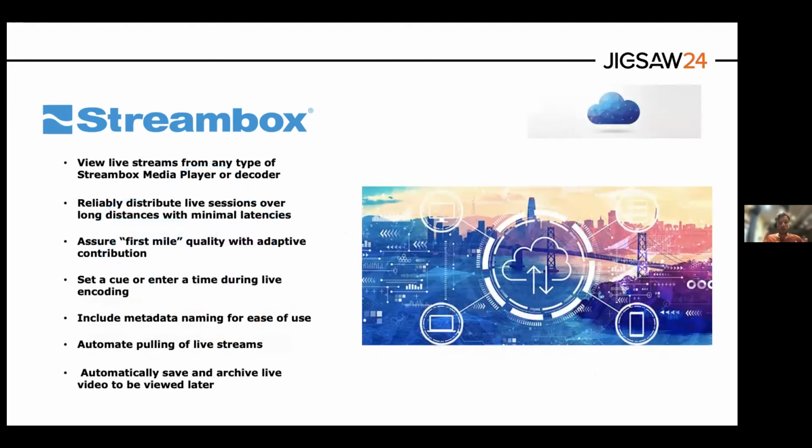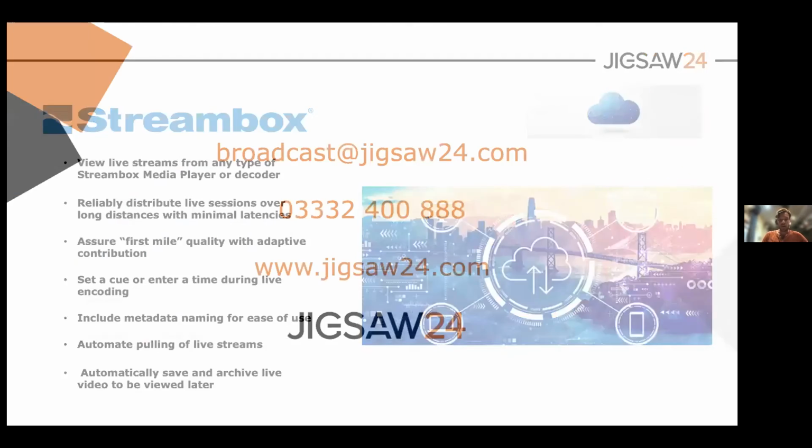A little bit about what the cloud is. So what is Streambox Cloud? We basically send a stream up to Streambox Cloud, which uses Amazon's AWS backbone and fast ports basically for the DWM all around the world to basically do a centralized stream of your data in exceptionally low latency. It's basically assuring the first mile quality for adaptive contribution. It can automate pulling of live streams. You can include metadata and all those things. And I'll show you a little example of that in a minute.